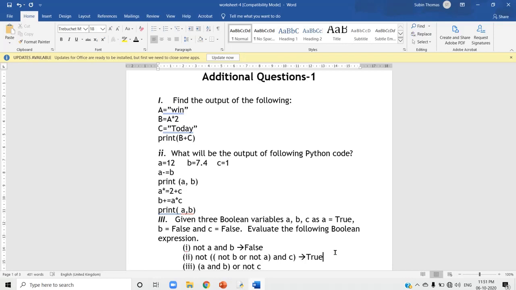True and C. C means it is false. True and false will give you the answer false. So the bracket will produce the output false. And outside the bracket, you have the not. Not false means it will be true. Now, do the next question.